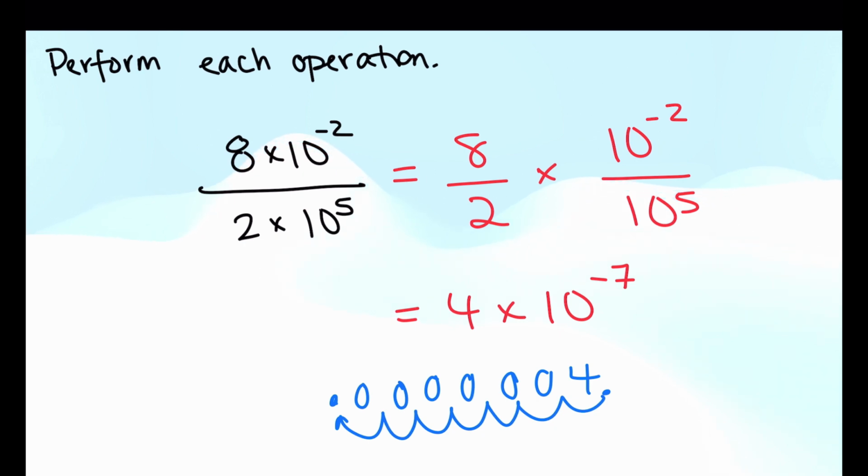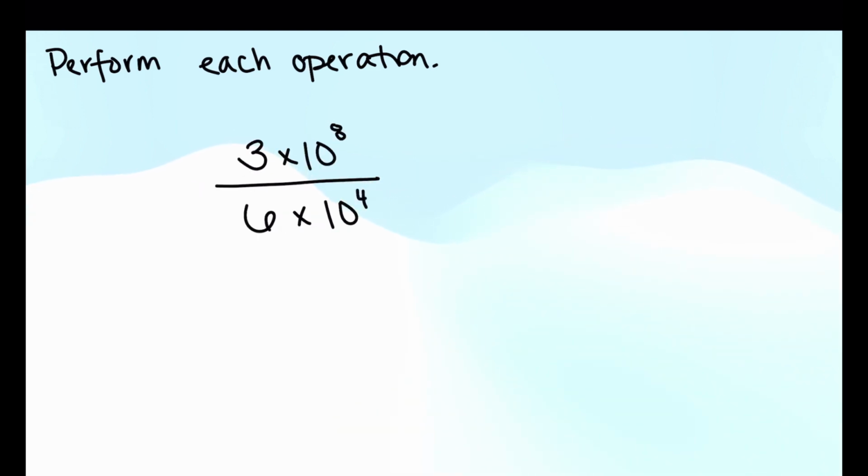If I want the answer in standard form, I have to take that decimal. Because it's a negative exponent, I'll move it 7 places to the left. So 0.000004. Here's another one.